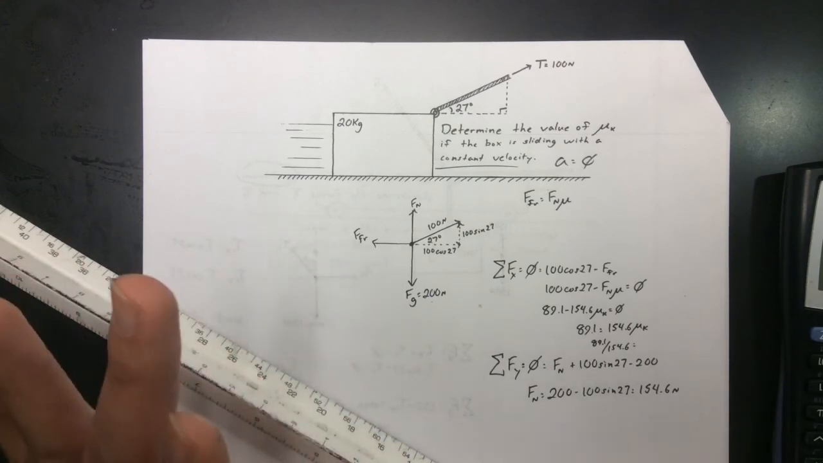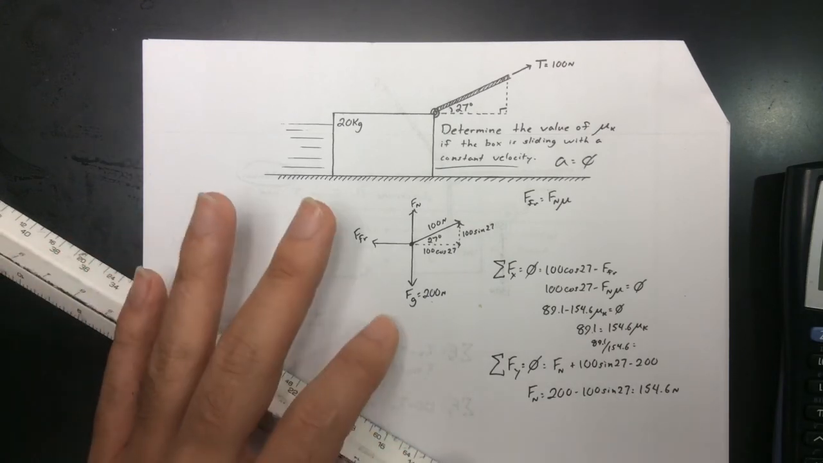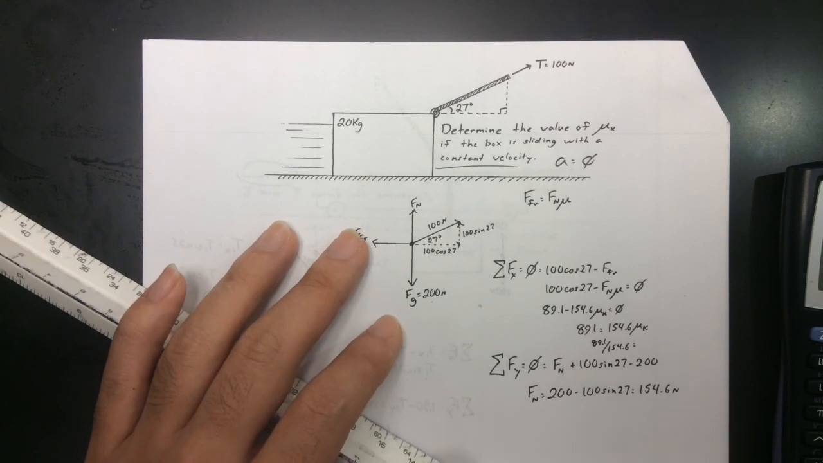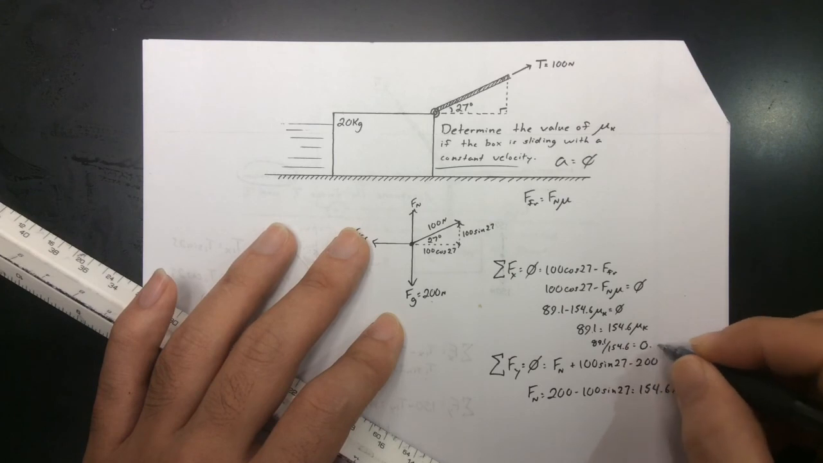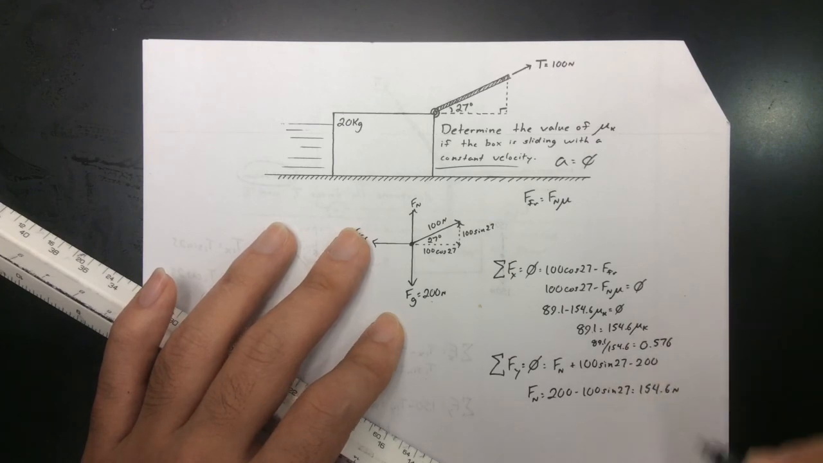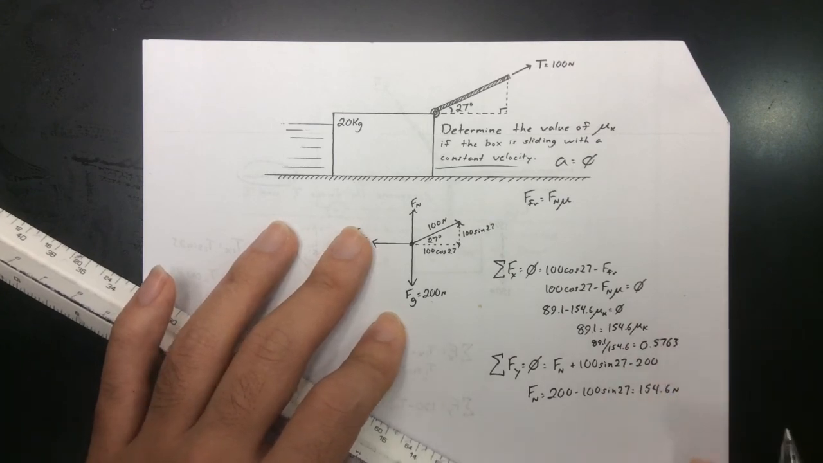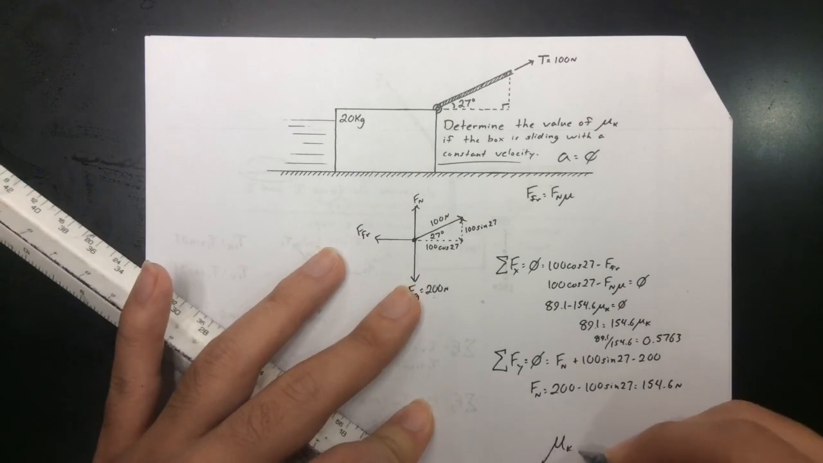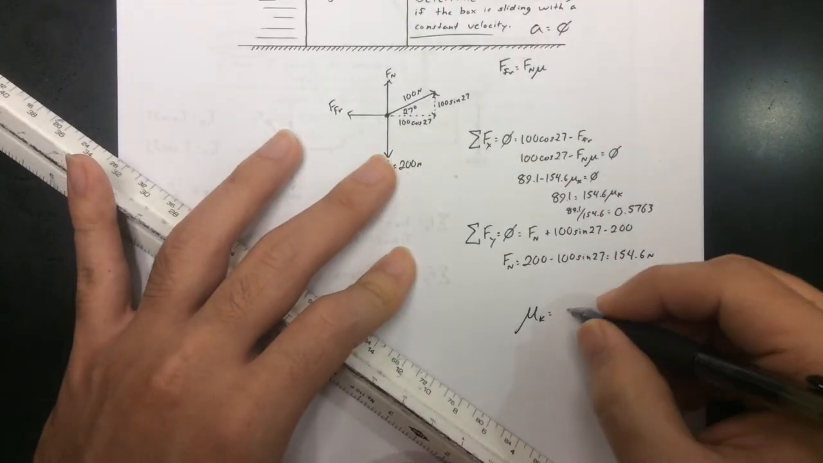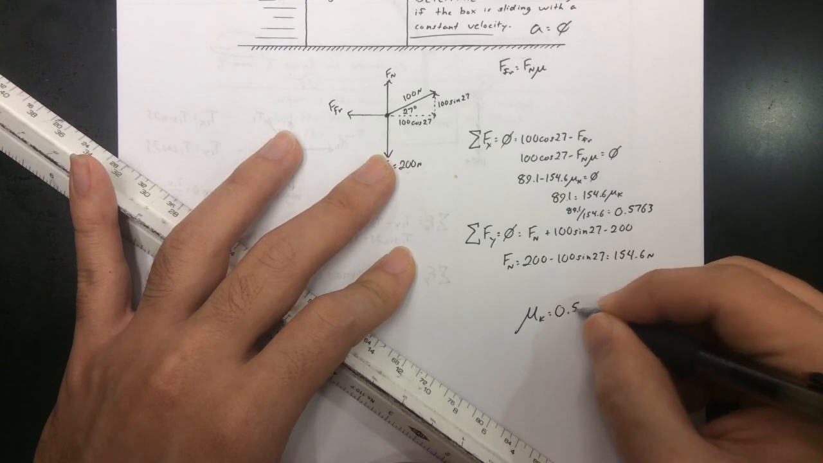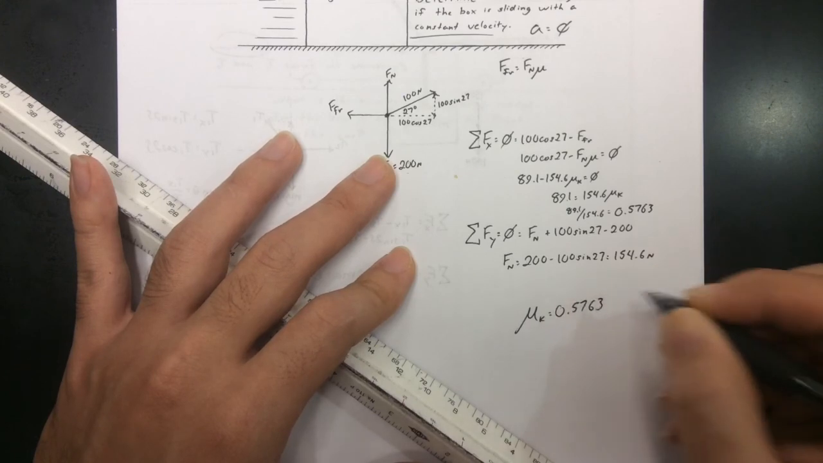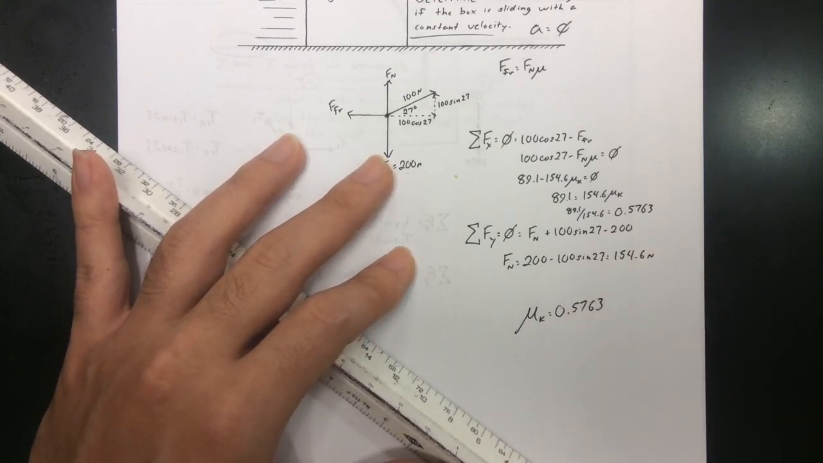The mu's are always going to be decimals, pretty much. It's very rare that it's greater than 1. I don't even know if you can consider that a mu. But 89.1 divided by 154.6 gives me a mu value of 0.5763. And so mu k for this problem is equal to 0.5763, and there are no units for mu. There you go.